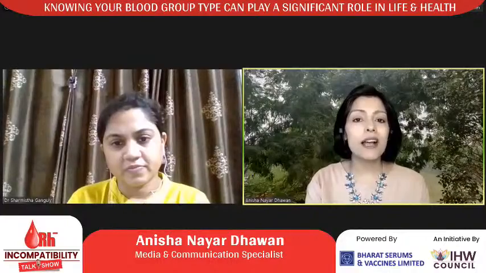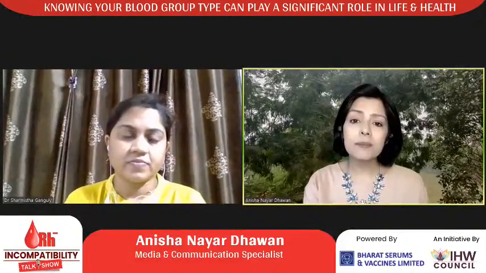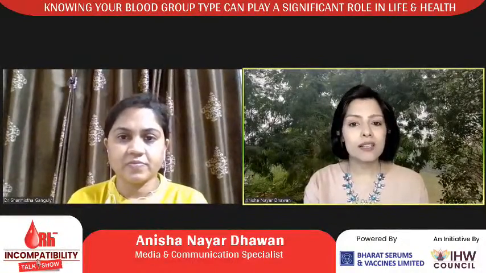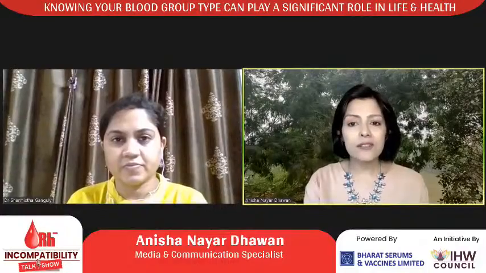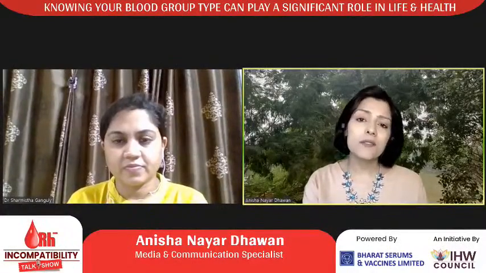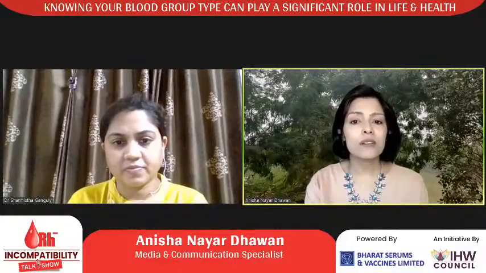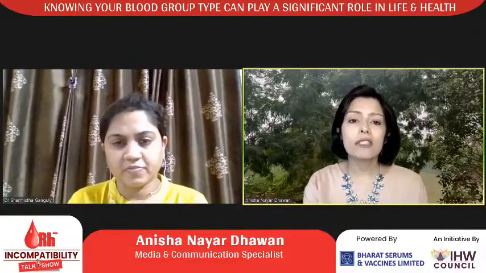Because of this incompatibility, the mother develops Rh antibodies which have the potential to cross the placenta and attach to or destroy the fetus's red blood cells. This causes the fetus to become anemic. In severe cases, the baby may need special blood transfusions called exchange transfusions, either before birth, which are the intrauterine fetal transfusions, or after delivery.